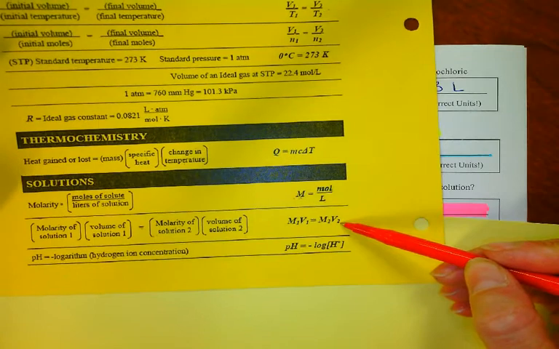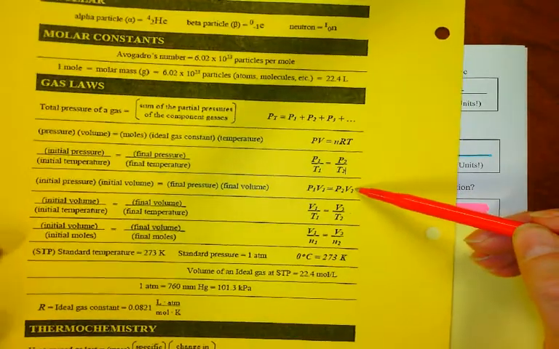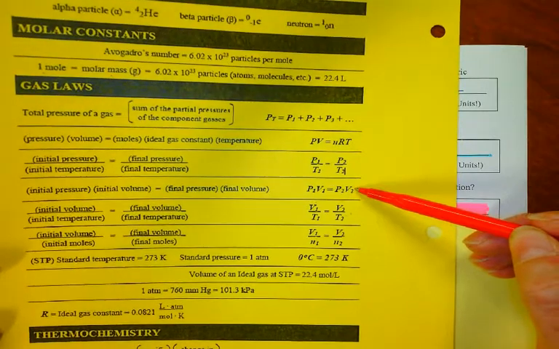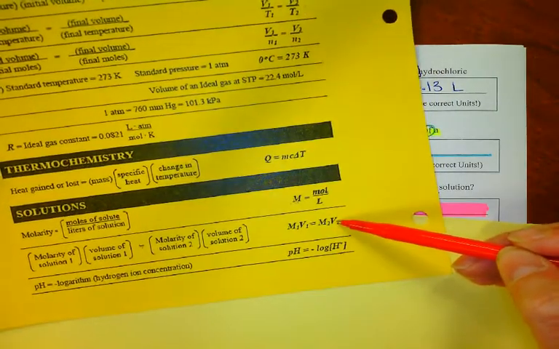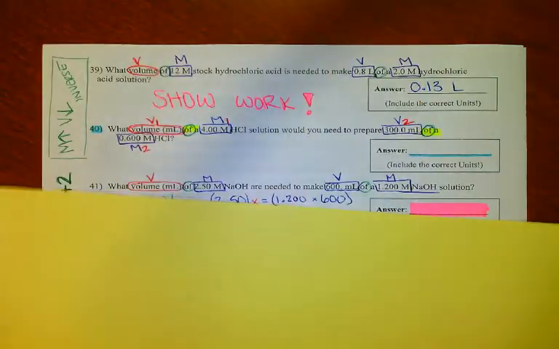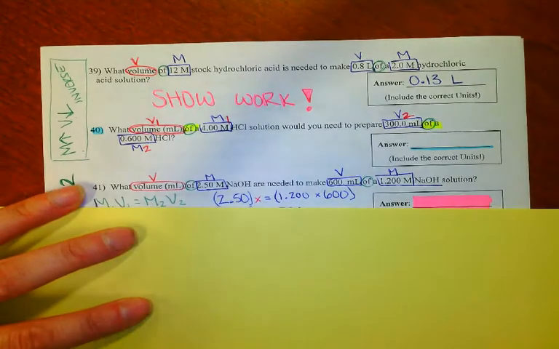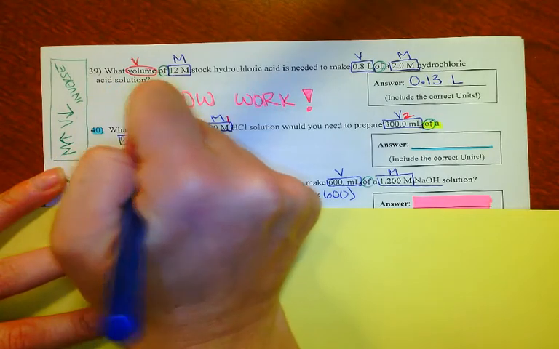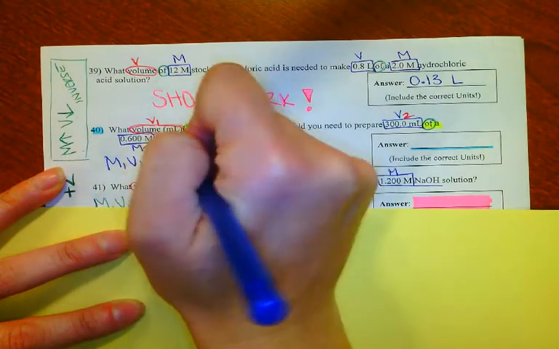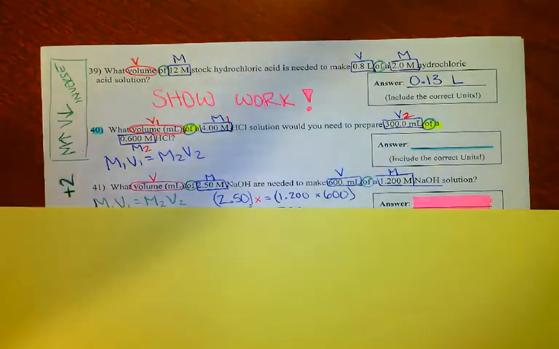M1V1 equals M2V2. And it looks almost identical to Boyle's law from the last unit. P1V1 equals P2V2. And you should remember that Boyle's was an inverse relationship. So if this one looks just like it, it's an inverse relationship. Okay? It's nice how that kind of comes back for us. So I know the equation I'm going to use is M1V1 equals M2V2.